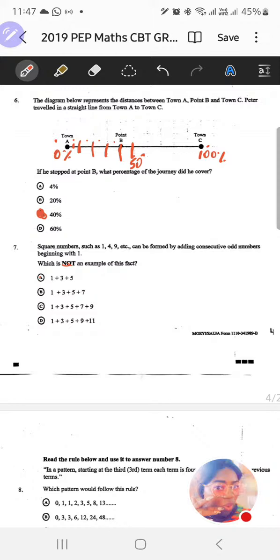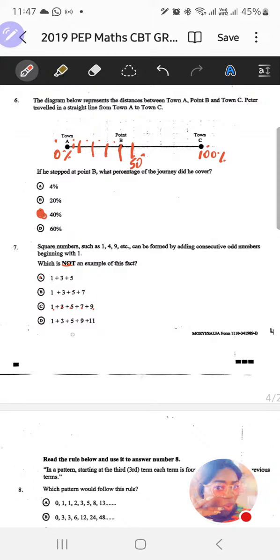And we continue to look for what is not an example. 1 plus 3, 4. 4 plus 5, 9. 9 plus 7, 16. 16 plus 9, 25. And 25 is a square number. And let's look at these odd numbers if they're listed consecutively. So 1, 3, 5, 7, 9. Great. So C turns out to be an example of this fact. Let's look at D.